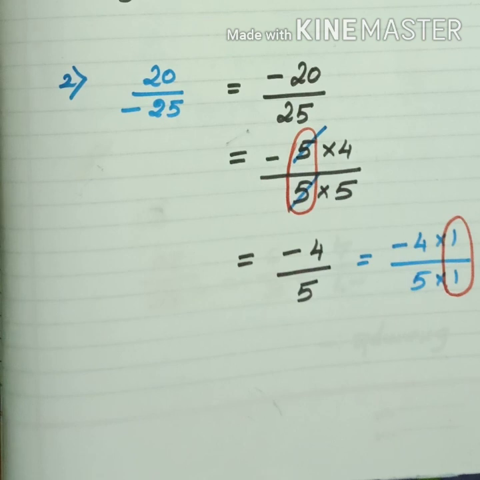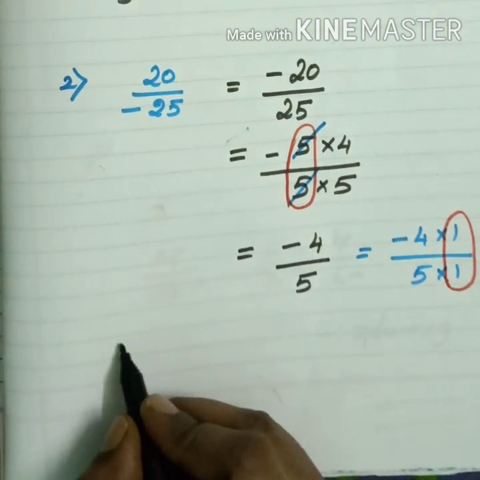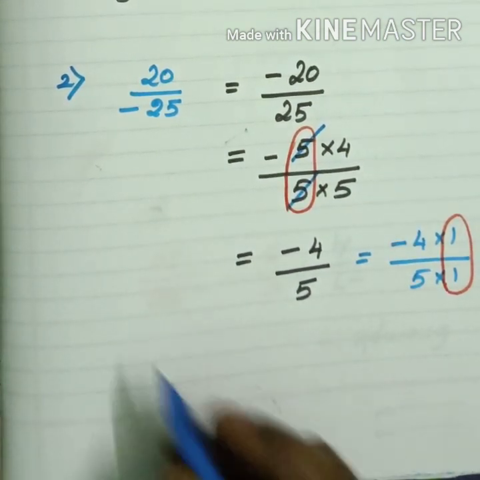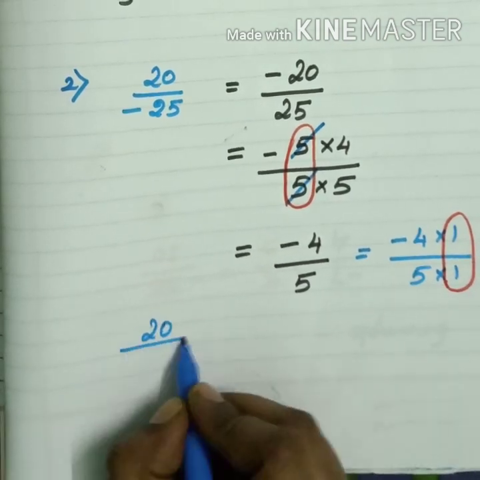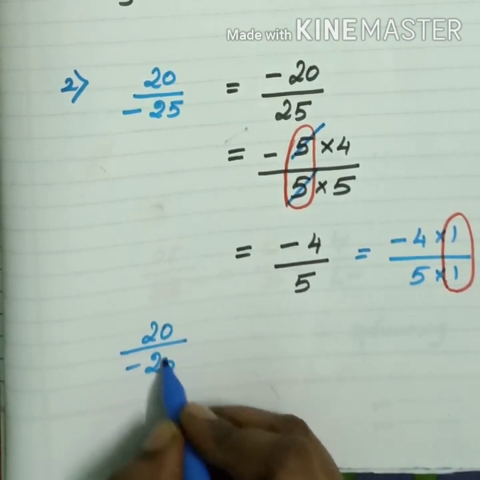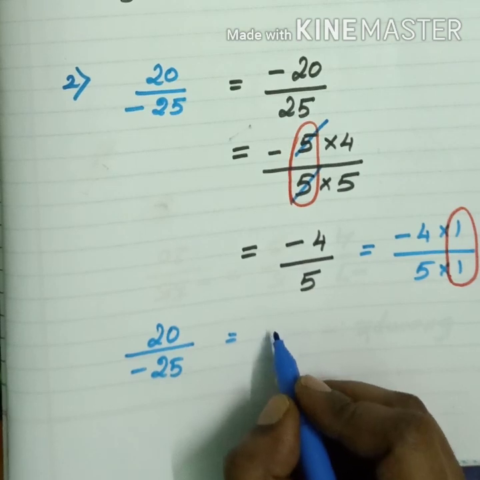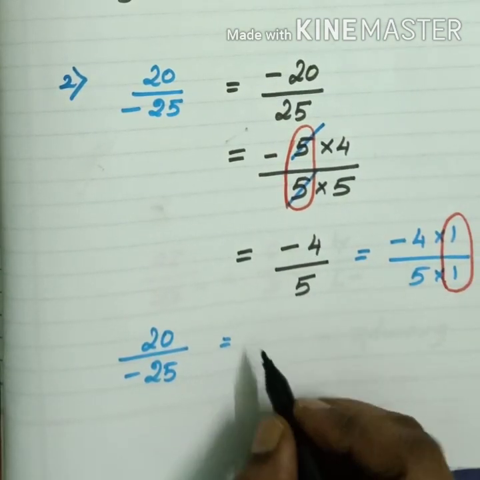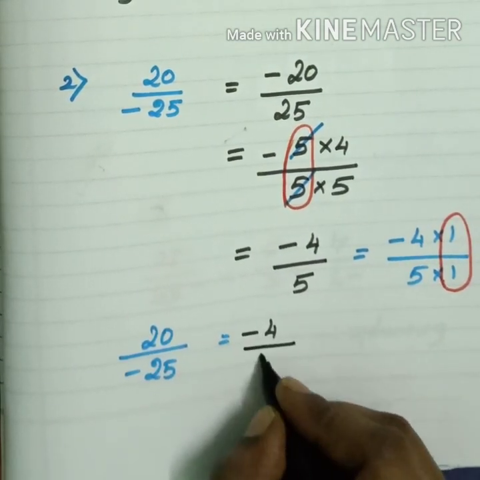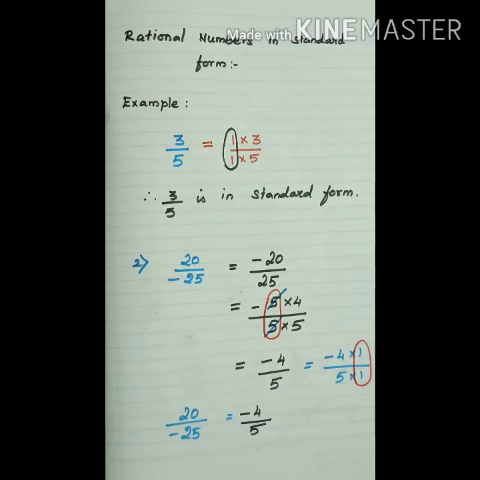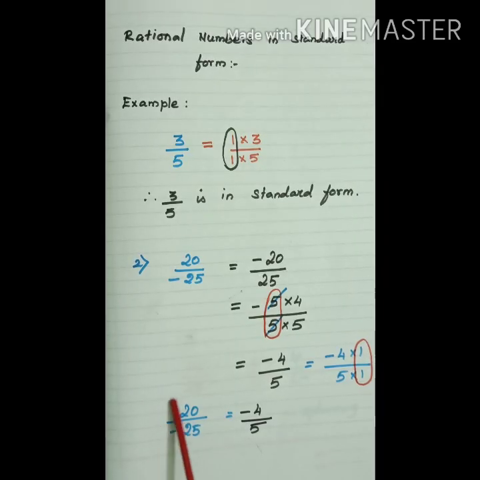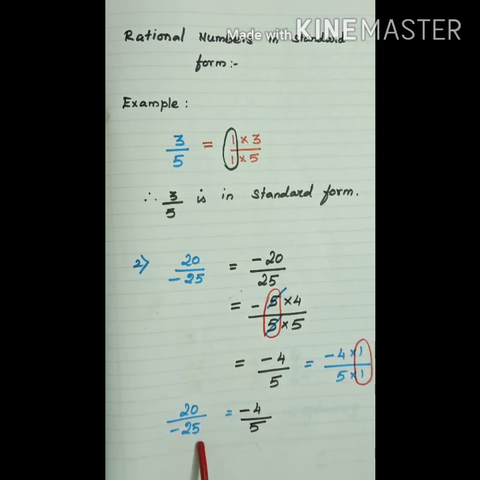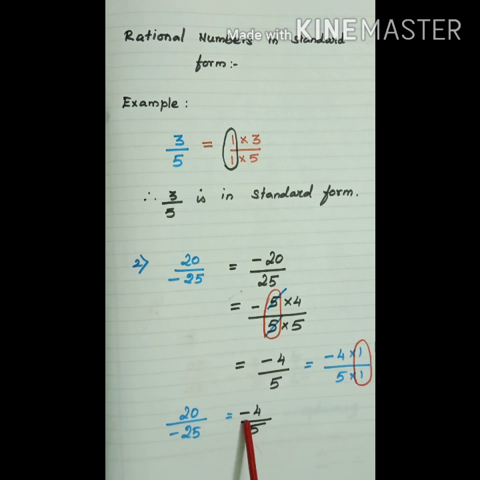Therefore, 20 by minus 25 is equal to minus 4 by 5. Therefore, the standard form of 20 by minus 25 is minus 4 by 5.